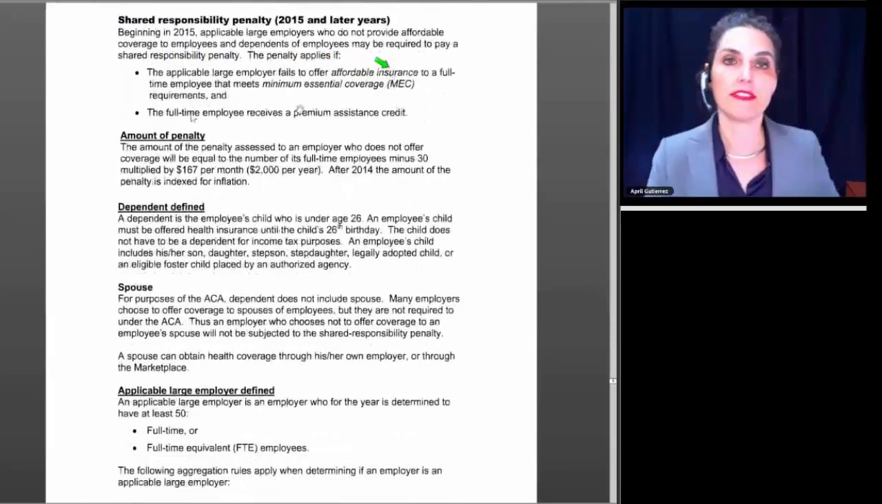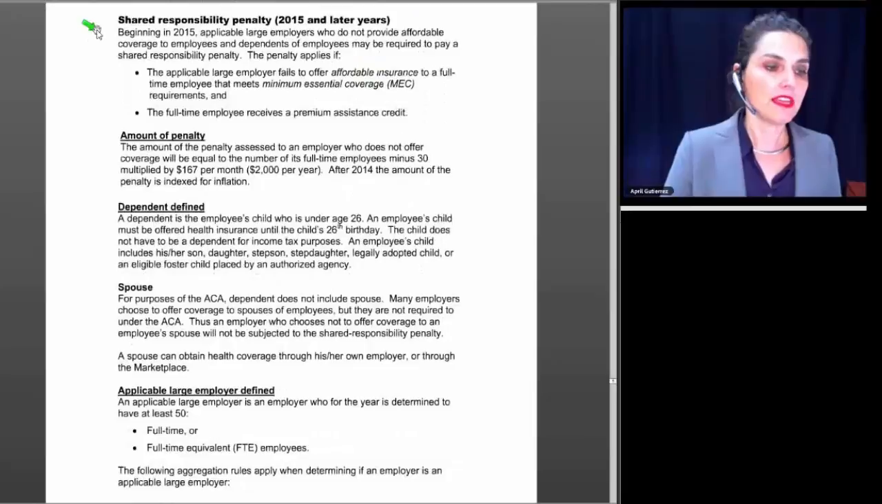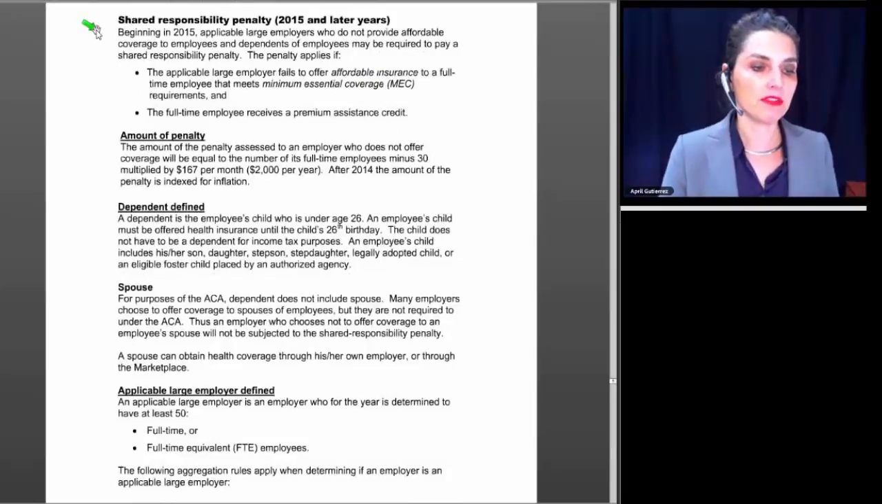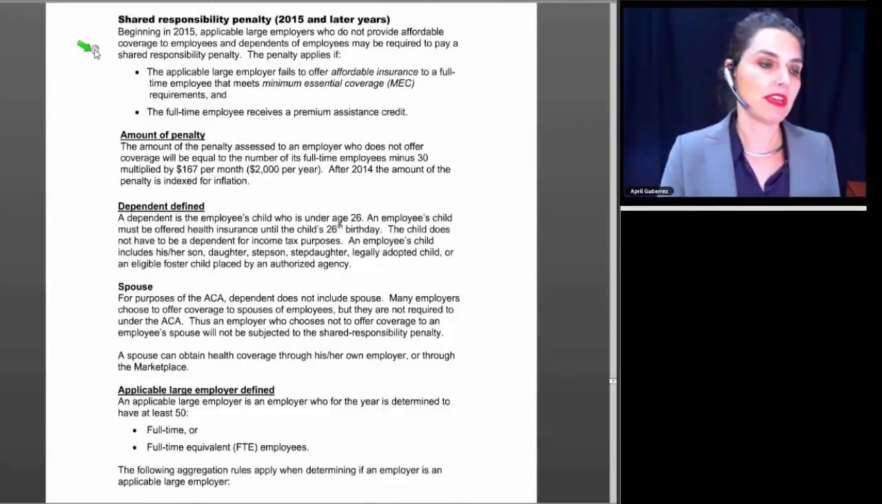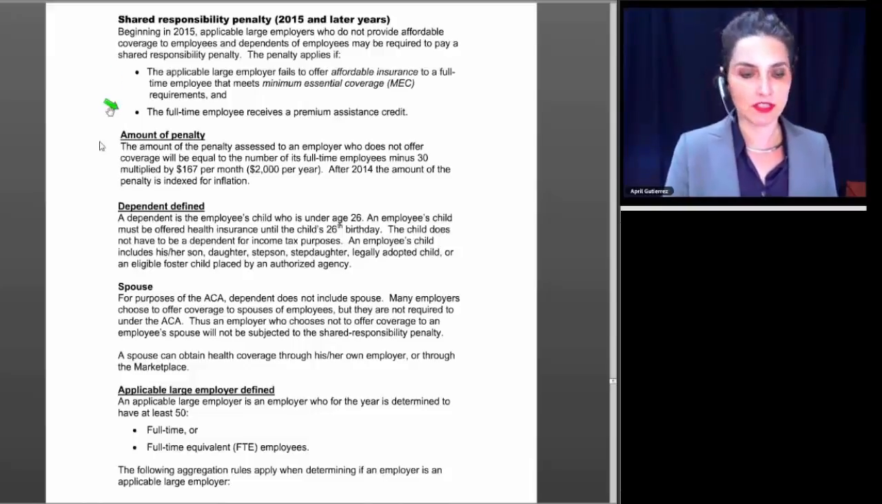So let's take a look at that penalty. Beginning in 2015, applicable large employers who do not provide affordable coverage to employees and dependents of the employees may be required to pay a shared responsibility penalty. The penalty applies if the applicable large employer fails to offer affordable insurance to a full-time employee that meets minimum essential coverage requirements, and the full-time employee receives a premium assistance credit.